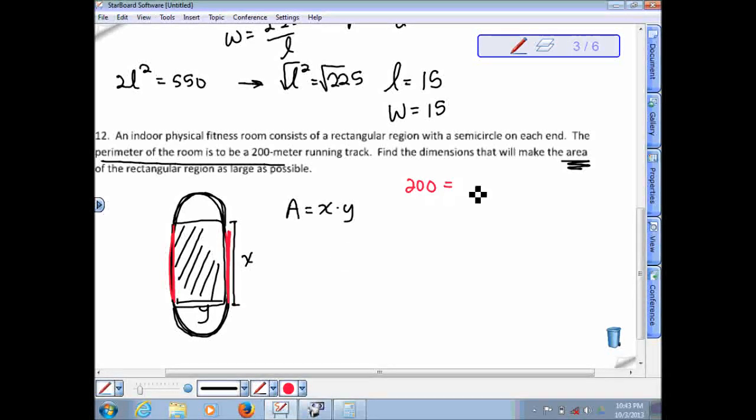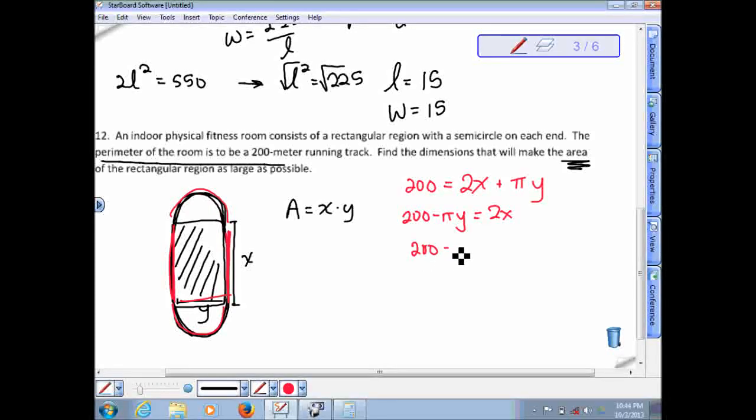So the perimeter at 200 is equal to 2x, but then it's also this top half and the bottom half. So it's actually a full circumference of a circle, and the diameter of that circle is y. Now the circumference of a circle is pi times the diameter. So we have plus pi times the diameter of y. So this is the perimeter. Now we just need to solve it for one of the variables. If we wanted to solve for x, for example, we could subtract pi y. So we have 200 minus pi y is equal to 2x.